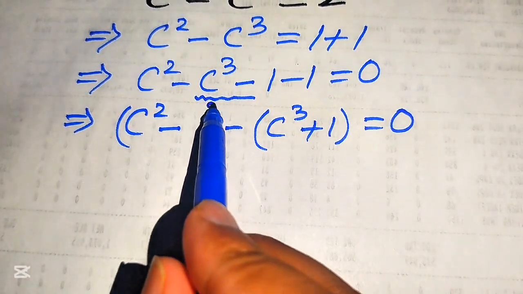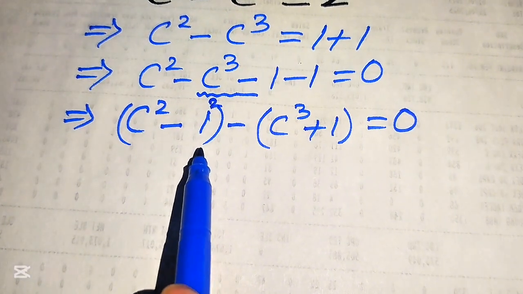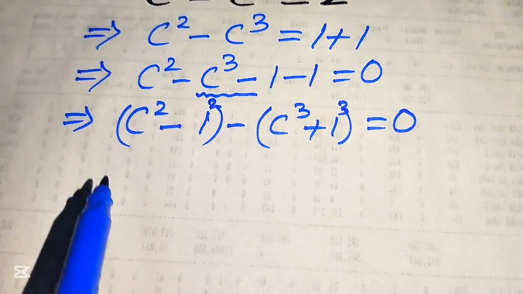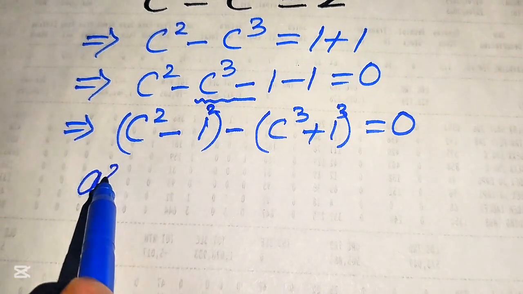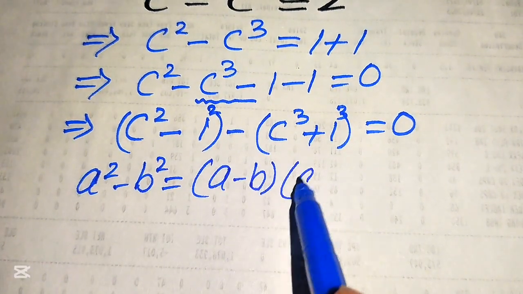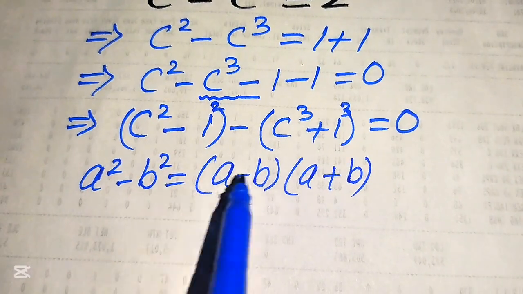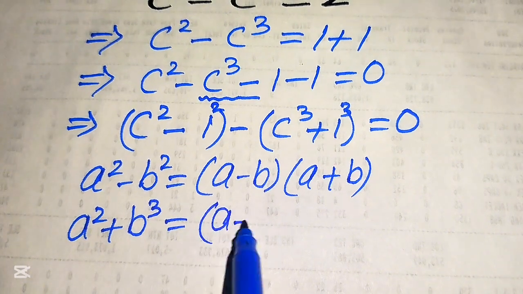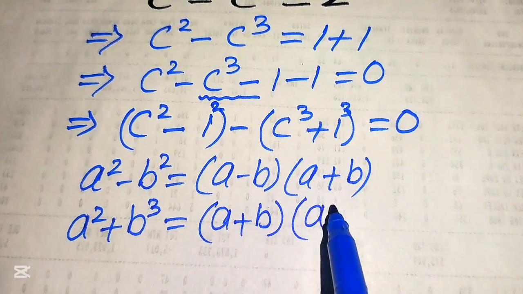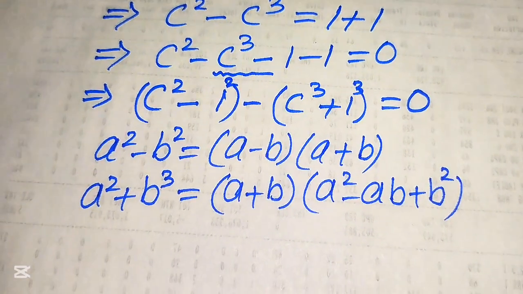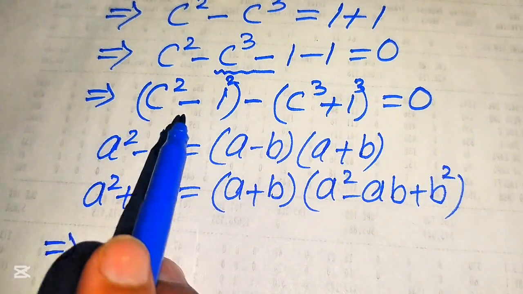And now here in the next step, we can just write this 1 as 1 square, because we know that the square of 1 is equal to 1, and the cube of 1 is also equal to 1. So here we need two nice algebraic formulas, and first we can apply this formula. If we have a square minus b square equals to a minus b times of a plus b, and second we can apply this cubic formula. If we have a cubed plus b cubed is equal to a plus b times of a square minus ab plus b square.